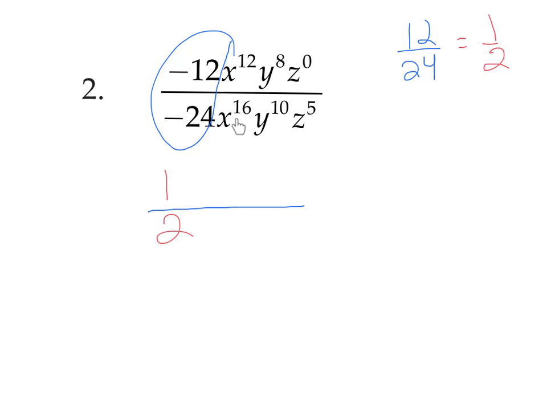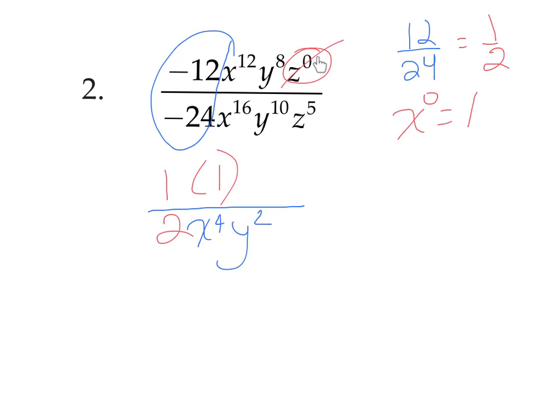X to the 12 over x to the 16, subtract those exponents, you get 4. There are more on the bottom, so the x's are going to be on the bottom. The y's, subtract those exponents, you have 2. They're going to be on the bottom because there were more on the bottom to start with. The z's, okay, this z to the 0 is just going to turn into, remember, any base to the 0 power equals 1. So this z to the 0 is just going to give you another 1 on the top, and then it's gone. So there is really no z's to reduce with this z to the 5th. It's going to be there by itself.